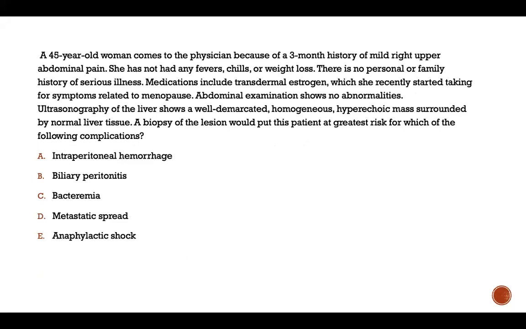A 45-year-old woman comes to the physician because of a 3 month history of mild right upper abdominal pain. She has not had any fever, chills, or weight loss. There is no personal or family history of serious illnesses. Medication includes transdermal estrogen, recently started. Abdominal examination shows no abnormality. Ultrasound of the liver shows a well demarcated homogeneous hyperechoic mass surrounded by normal liver tissue. A biopsy of the lesion would put this patient at greater risk for which of the following complications?